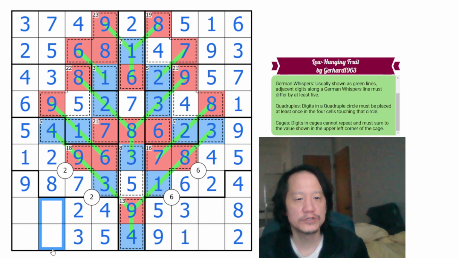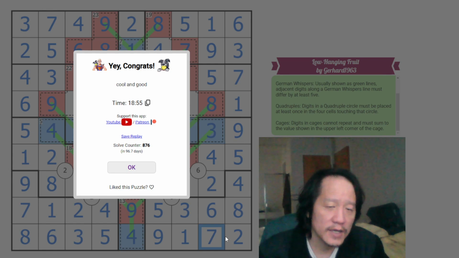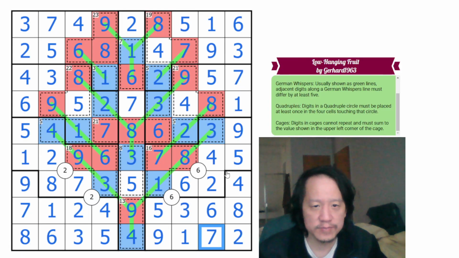This has to be 1 or 6. This can't be 1, so this must be 6. This is 1. This is 7 or 8. This can't be 8, so this is 7, which makes that 8. This can't be 7 anymore, so that's a 6, and therefore this is a 7. And that's a solution. Cool and good. Yes, it is.